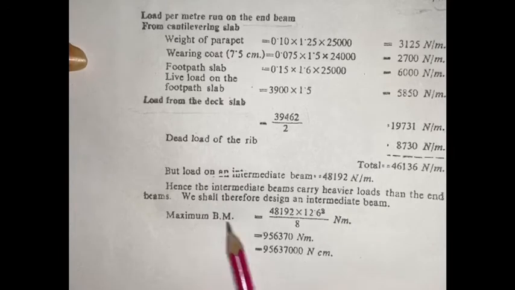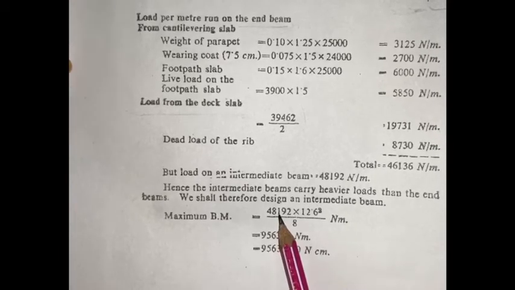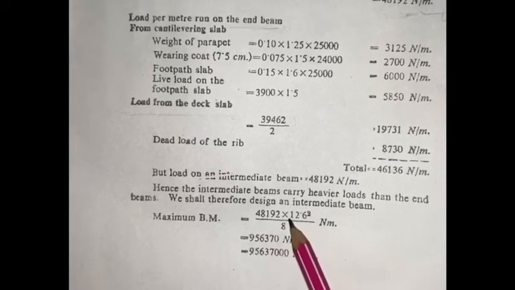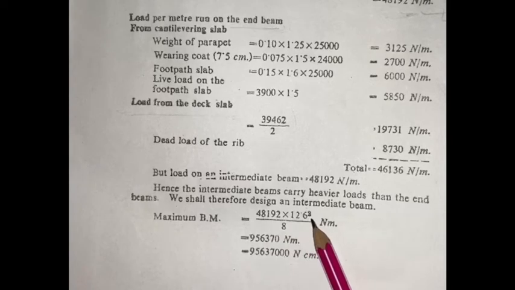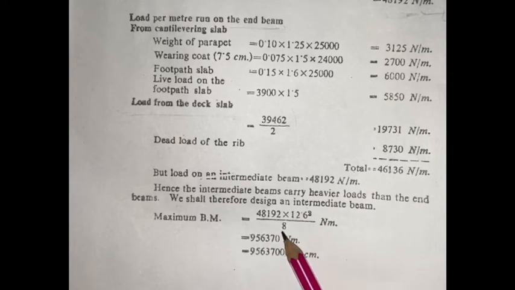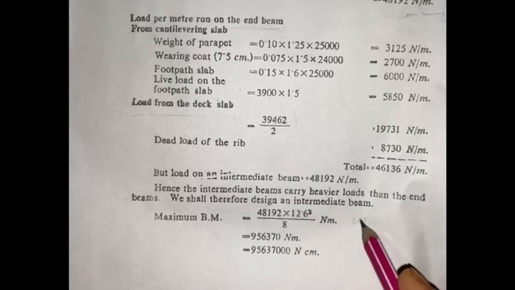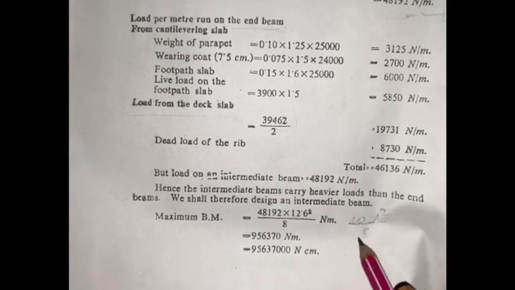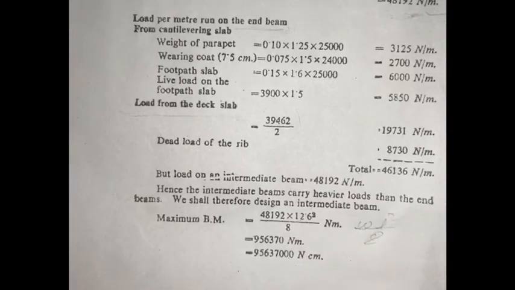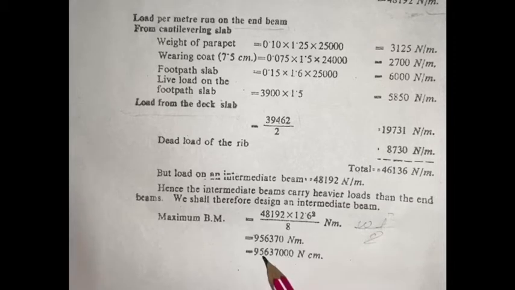So maximum bending moment equal to W, this is the load, W into this is the length 12.6 meter squared divided by 8. WL square divided by 8. We have the formula for the bending moment. So we will get 9563700 Newton centimeter.